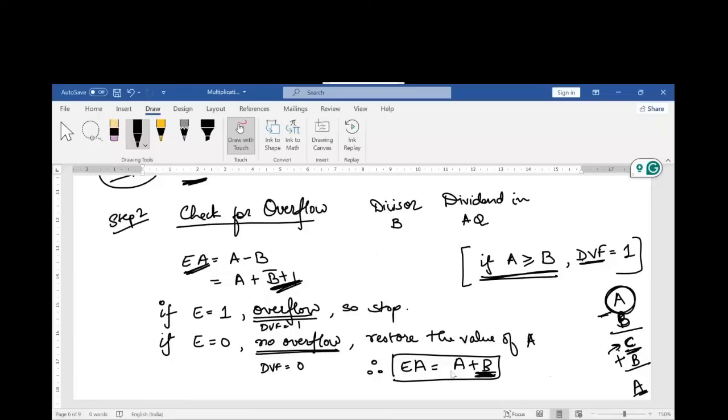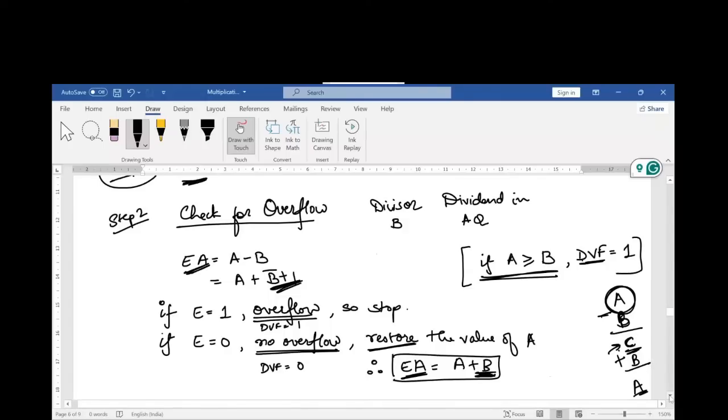Okay. And where will you store it? You will store it in EA. If you get a carry, store it in E. But we are restoring after subtraction. Subtraction, why did we do subtraction? To check whether there is an overflow or not. After subtraction, if there is an overflow, we stopped. But after subtraction, if there is no overflow, we are restoring the value of A back. And hence this algorithm is known as restoring algorithm.